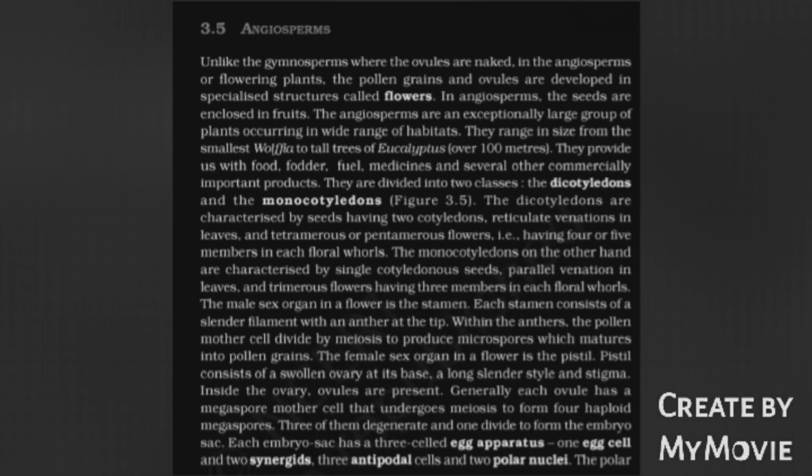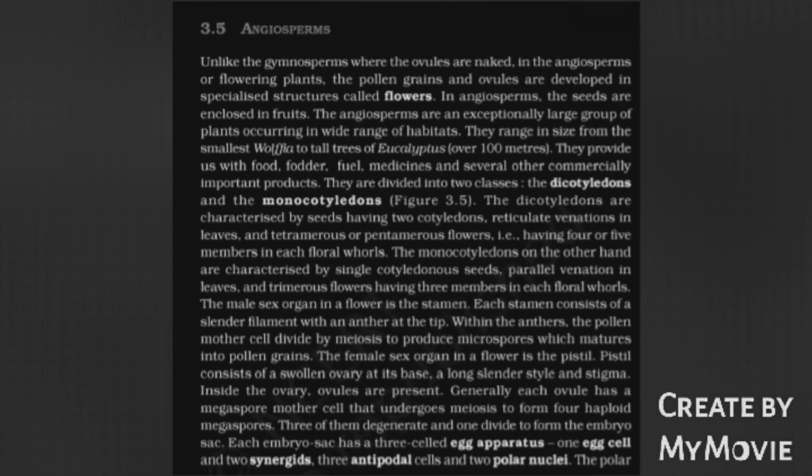They range in size from the smallest Wolffia to the tall trees of eucalyptus over 100 meters. They provide us with food, fodder, fuel, medicines, and several other commercially important products. They are divided into two classes, the dicotyledons and the monocotyledons.